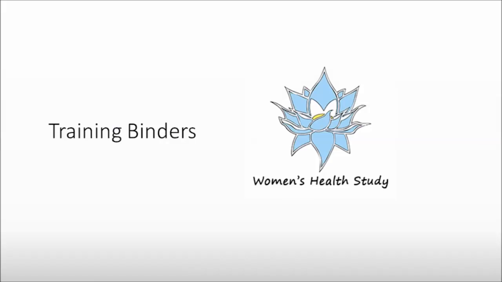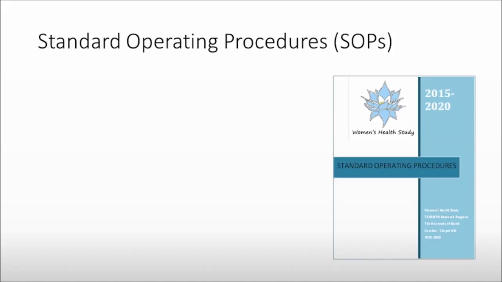So in the training binder that's in front of you, I just want to talk about that briefly. Again, that has several documents in it, but the most important document that you'll use for this study is the standard operating procedures, which is found in the second tab behind the contact information for the study. And the standard operating procedures are a kind of living, breathing document that has all the instructions, step by step, everything you need to know about the study.